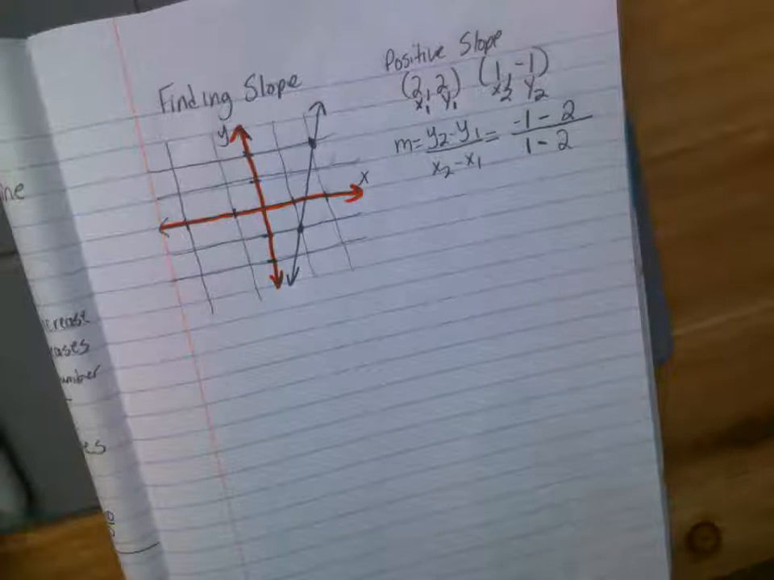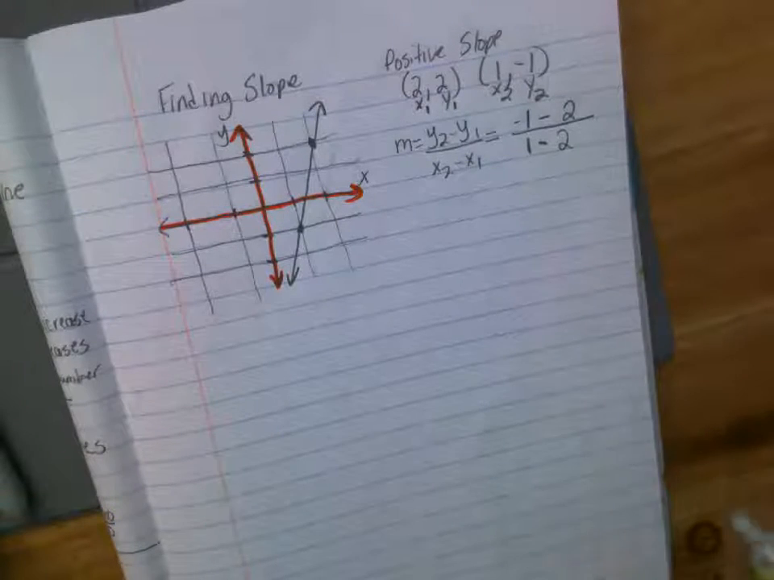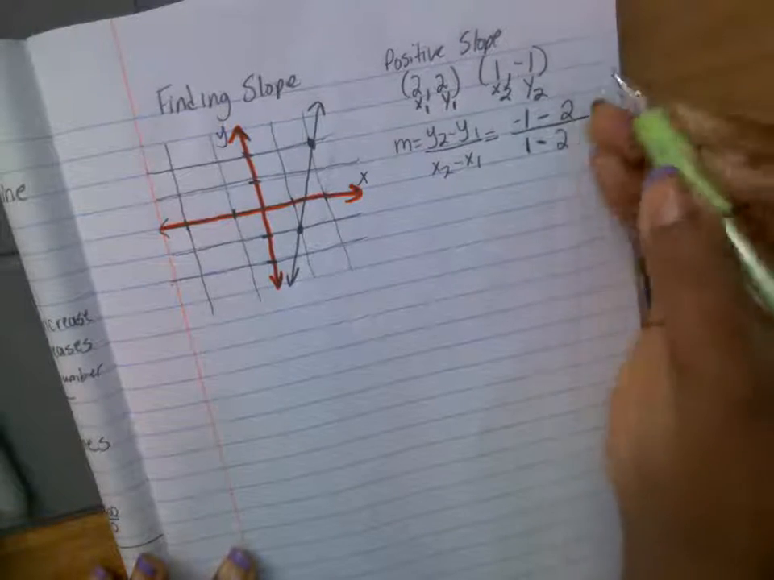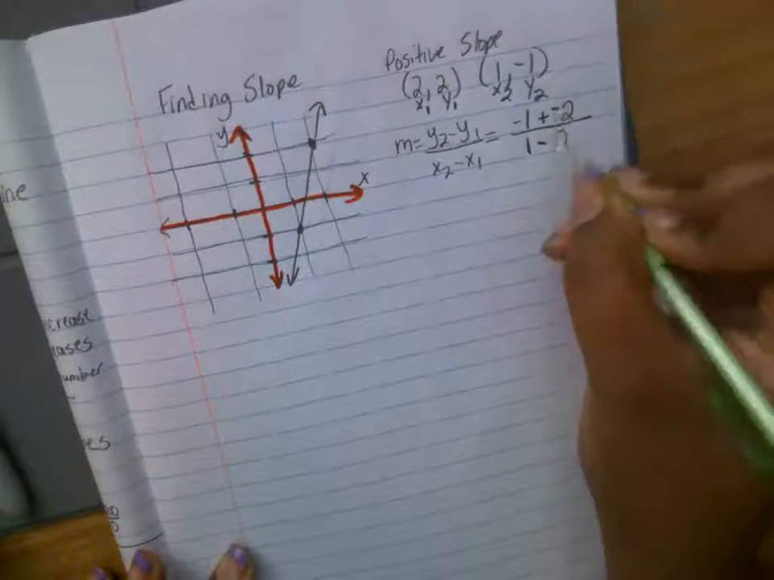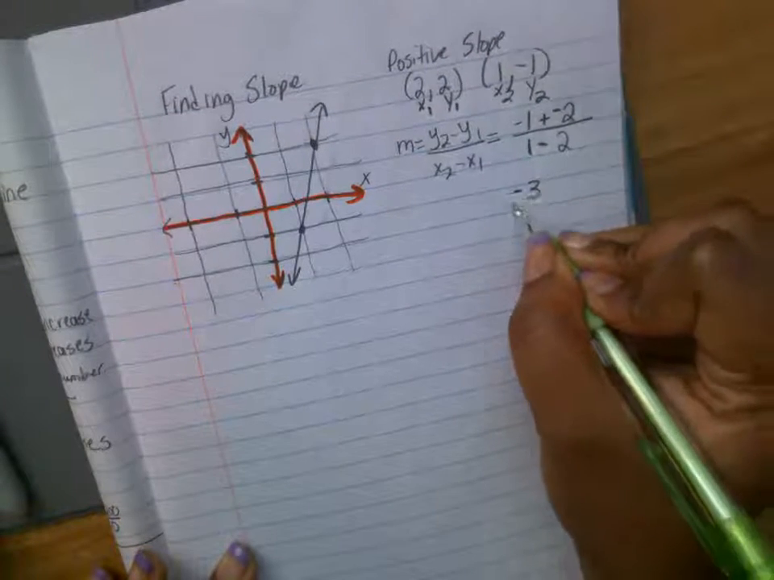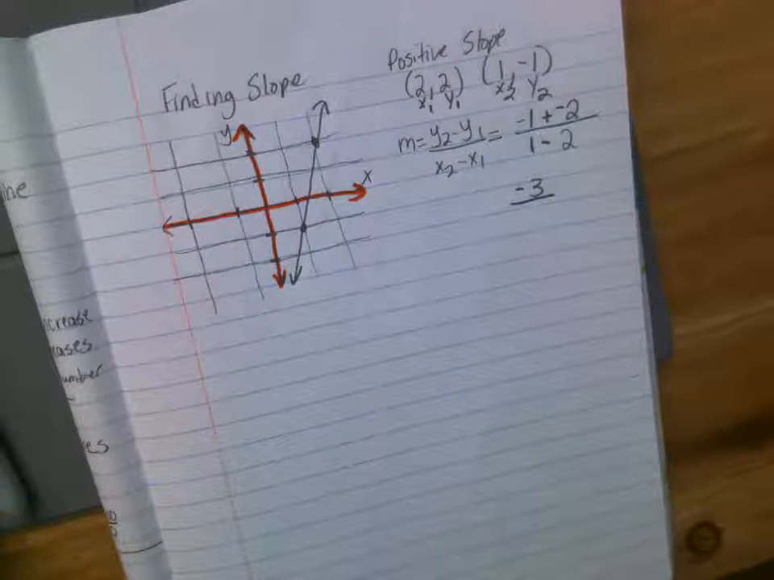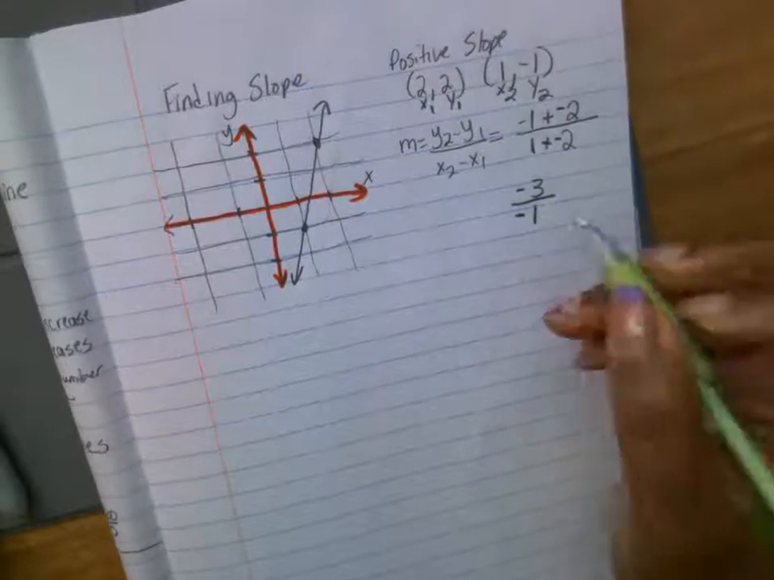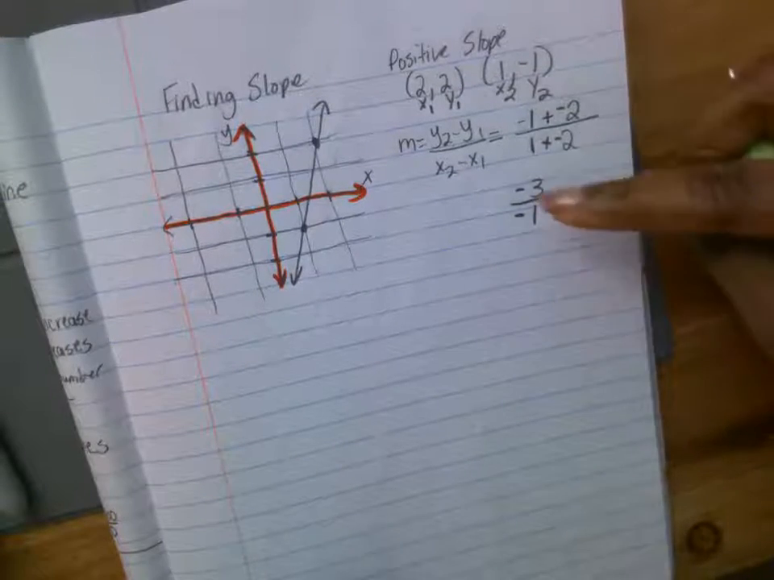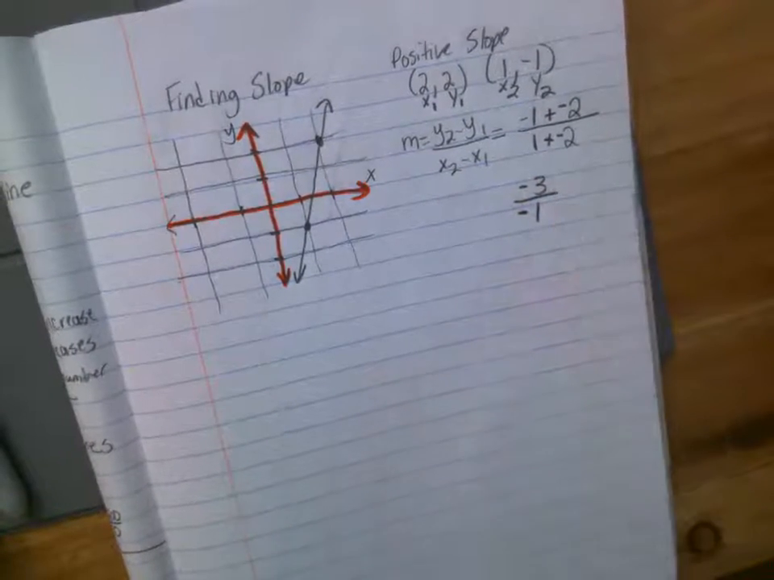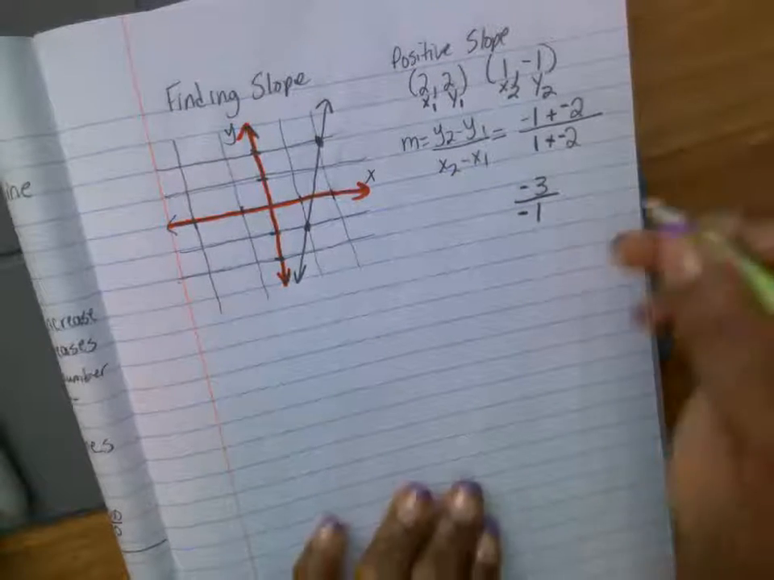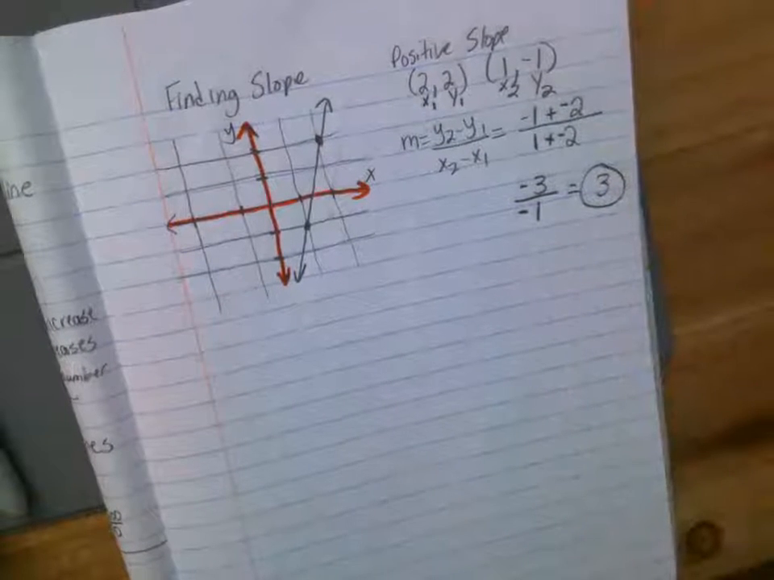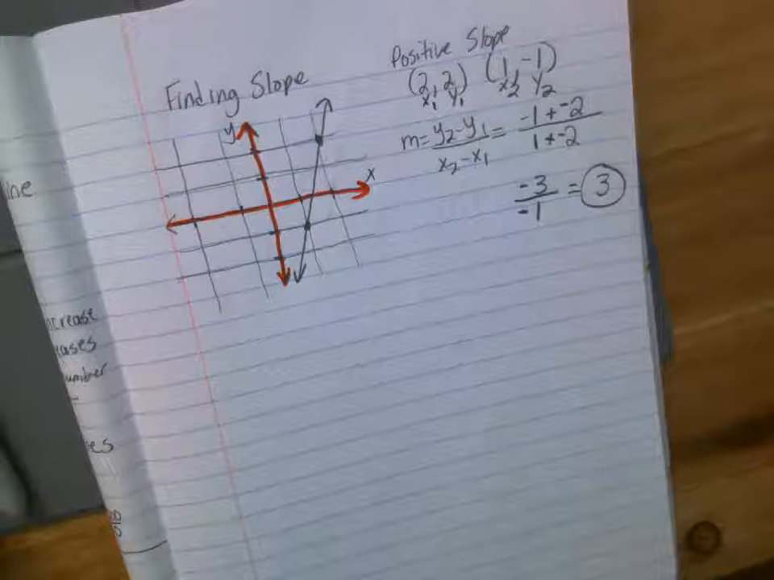So now I simplify and reduce. Okay. So here this is going to be negative 1 minus 2. So this is plus a negative. So this is going to be negative 3 on the top. And then on the bottom, this is plus a negative. So this is going to be negative 1. When I simplify this more, a negative divided by a negative gives me a positive. 3 divided by 1 gives me a positive 3. So my slope here is a positive 3. m is equal to 3.